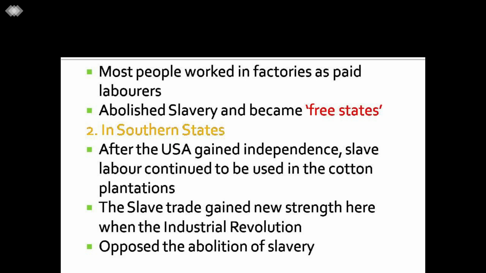In the northern states, on the other hand, most people worked in factories as paid laborers. Farms were few and small and could afford to pay the laborers they employed. As the northern states were influenced by liberal ideas, between 1777 and 1804, most of them abolished slavery and became free states. The slave states of the South opposed the abolition of slavery.